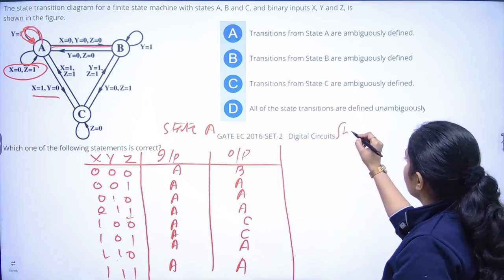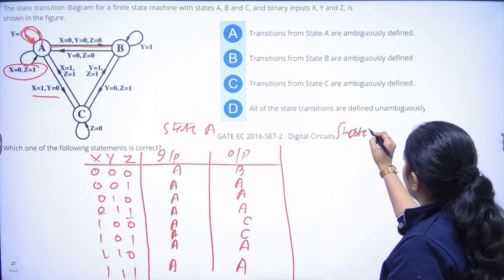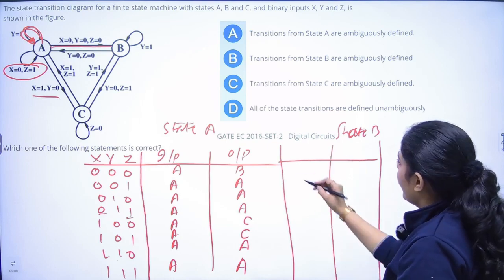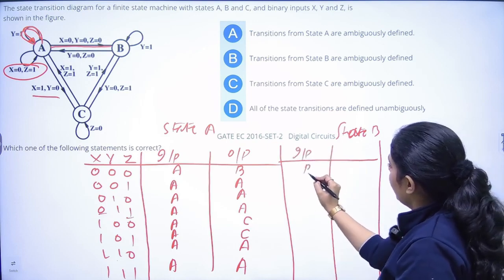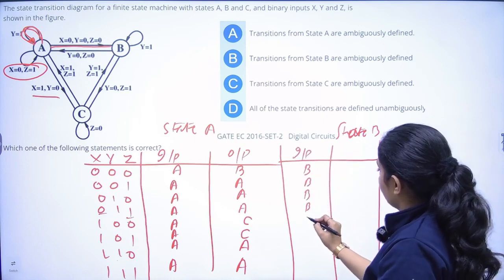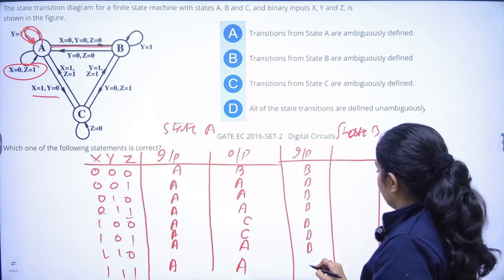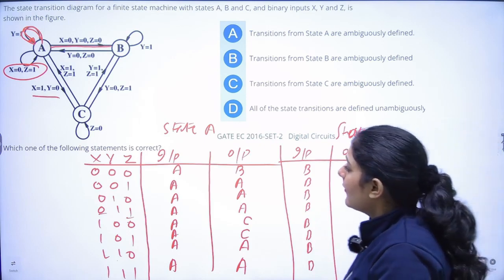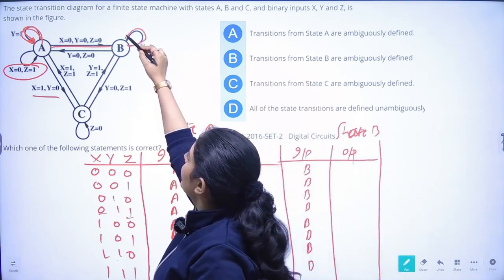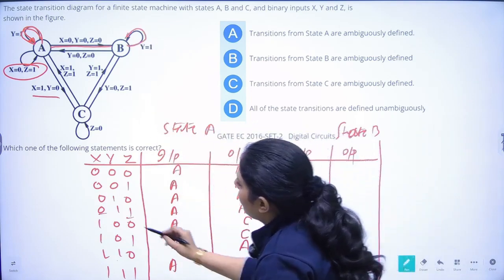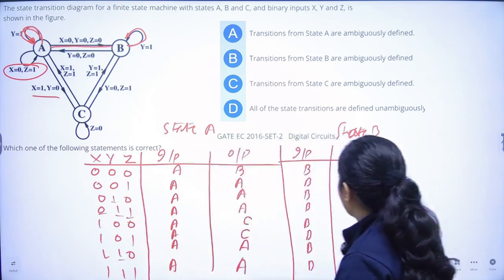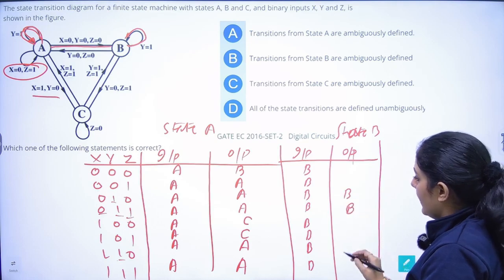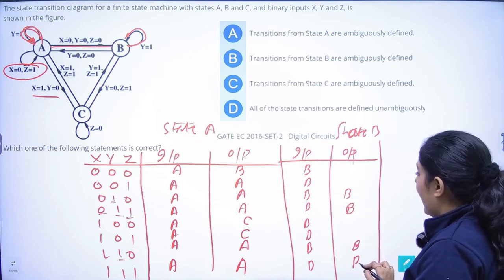Now for state B, again, the input for state B will be B only. We have to check the output for ambiguity. Whenever y = 1, it is coming back to itself. So for these values, it will be B, B, B and B.